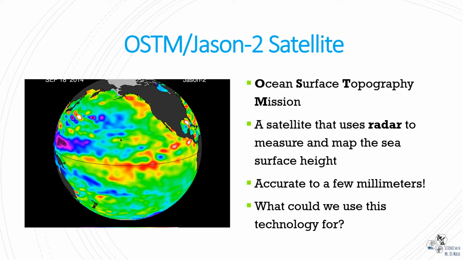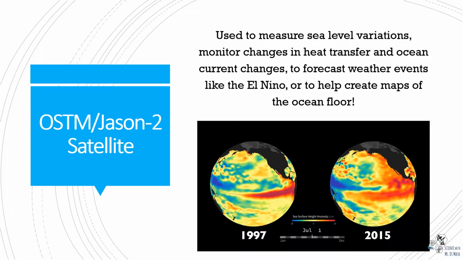So what could we use this technology for? Why do we care about the sea surface? We use it to monitor changes in the surface of the ocean, because the more heat that the ocean captures, the more it's going to rise, the more it's going to expand. So if the ocean is getting warmer, it's going to be taller than it was before. We can use this to predict changes, to forecast the weather, especially things like El Nino.